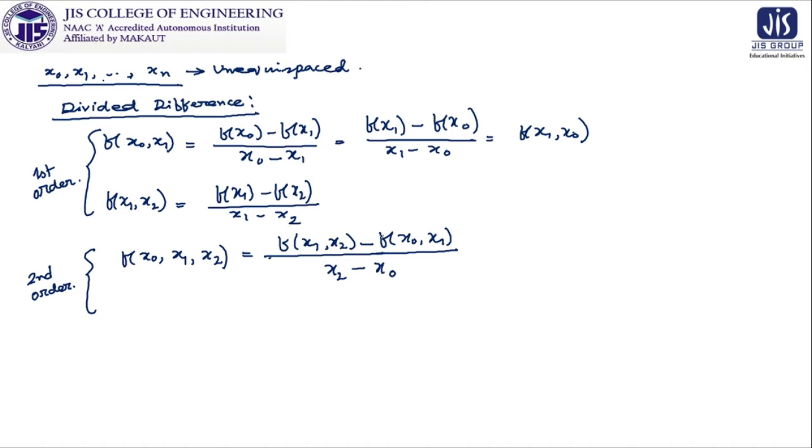Just keep one piece of information in your mind: when you take the second order divided difference, the difference in the denominator will not be between consecutive points, but with one skipped. So if it is x0, x1, x2, for first order the gap in the denominator is considered like this, and for second order the gap in the denominator is considered like this. That is why x2 minus x0 is there.